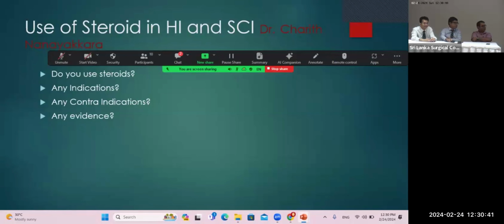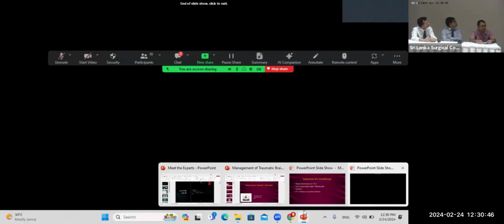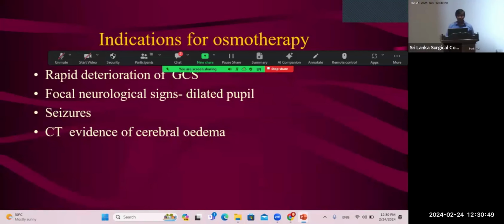Okay, the next question is hyperosmolar therapy. I think this should be thrown to Sanjeev, but he's not here, so I have to take that question. Hyperosmolar therapy, or osmotic therapy: two osmotic substances are available, mannitol and 3% saline. So what are the indications? Most of the time when they refer a patient to us from the peripheries, they ask whether to give mannitol or not. So when do you want to give mannitol or 3% saline?